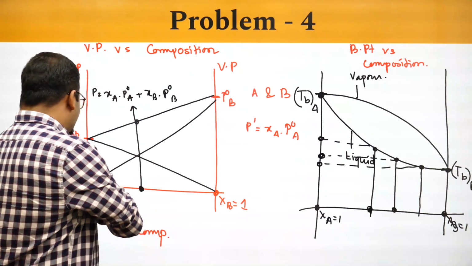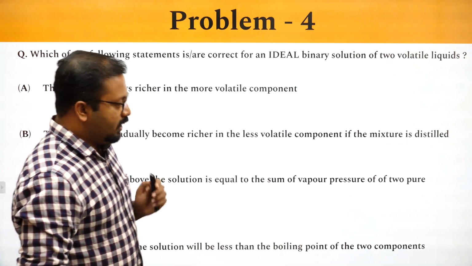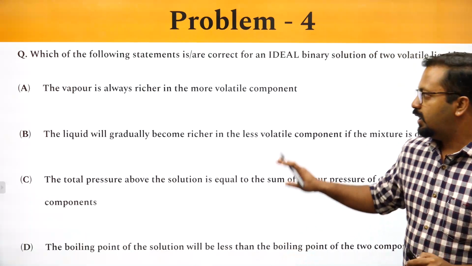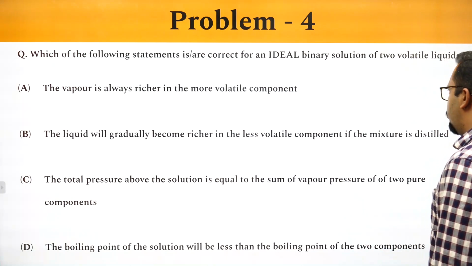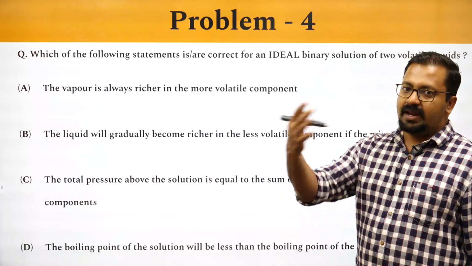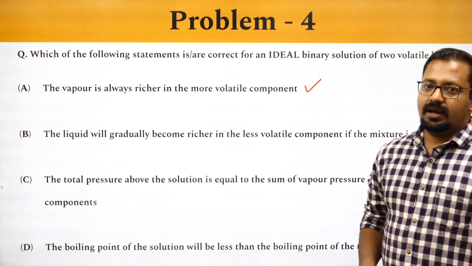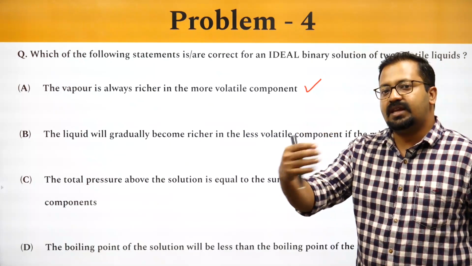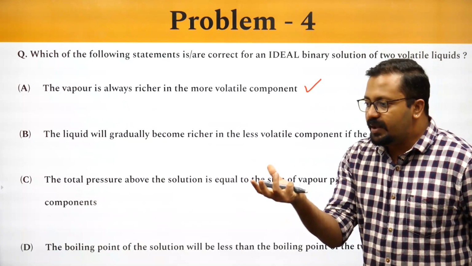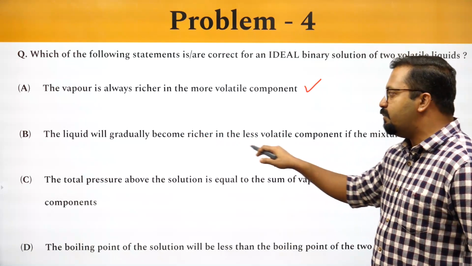Okay, so how do we solve the previous question? The question can be solved like this. Vapor is always richer in the more volatile component. It's always true. The one that is more volatile will escape first. Correct. If it escaped first, the one which is more volatile escapes out first. Then what will be left as the residue? The one which is less volatile. So the liquid will gradually become richer.